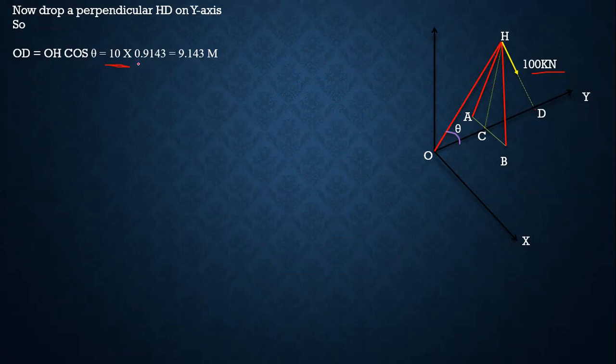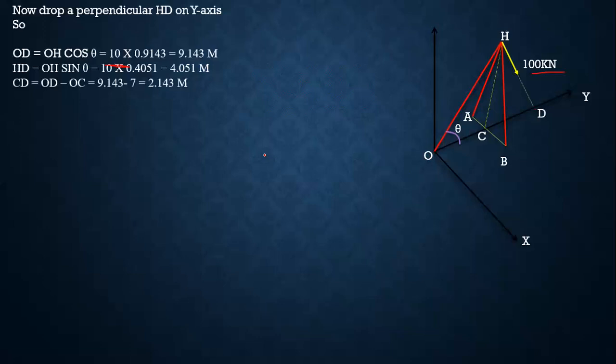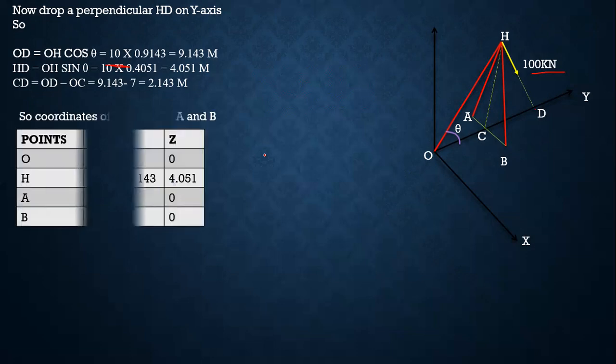So cos theta will be 0.9143. So 10 into 0.9143 is equal to 9.143. Now HD is equal to OH sin theta, that is 10 into 0.4051, and CD will be OD minus OC. So 9.143 minus 7 is equal to 2.143 meters. So we have all the distances.